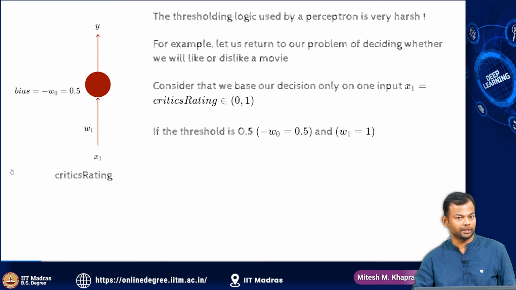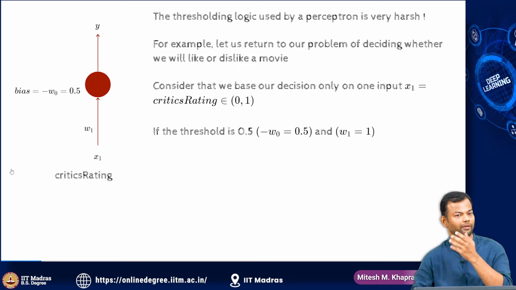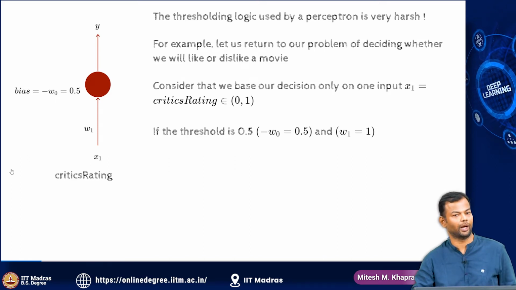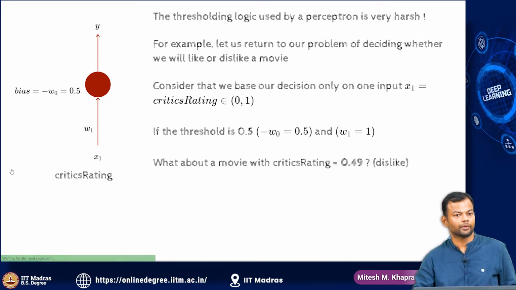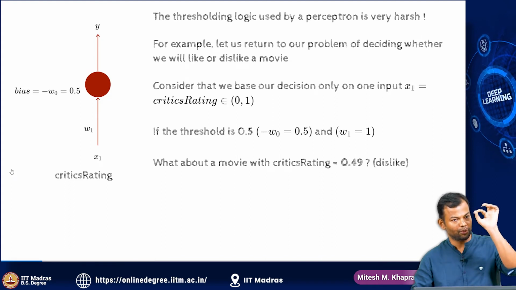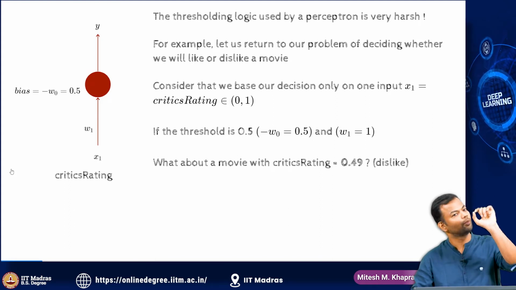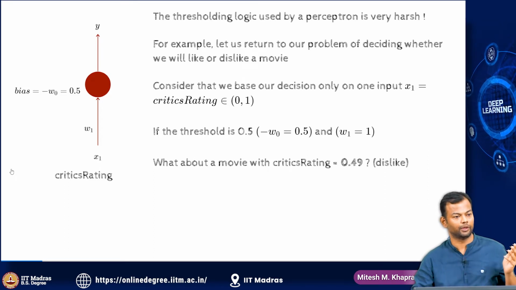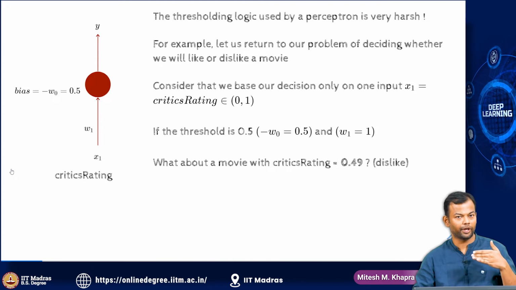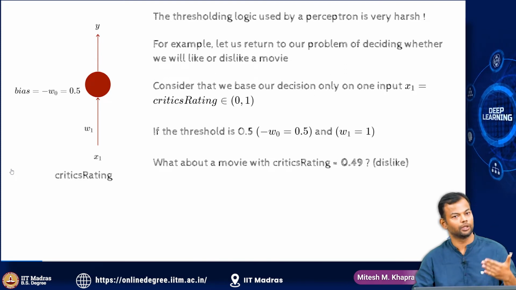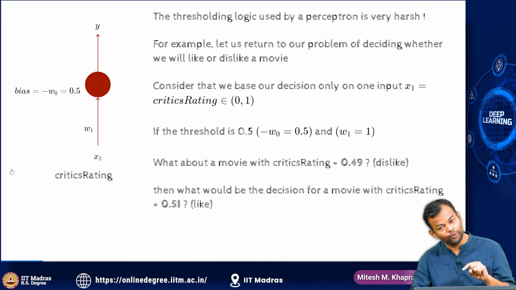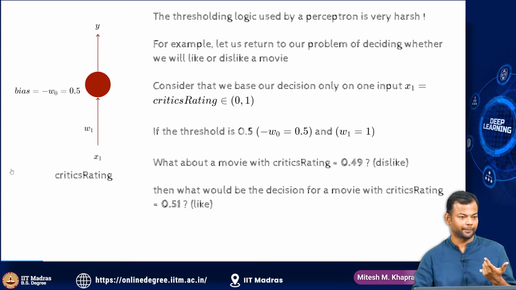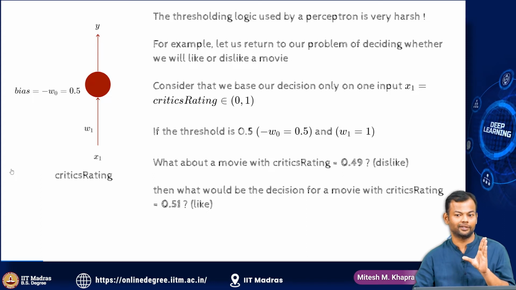Now, if the threshold is 0.5, and let's assume that the weight is 1, because there's only one input, so it doesn't matter what the weight is, we'll just give it 1. In this case, what about the case when the critic's rating was 0.49? The output of the network would be dislike, right? Because 0.49 is less than the threshold, so I will not like the movie. But if I had a movie for which the critic rating was 0.51, then my output would be like, right? And this is why I say that this is very harsh.